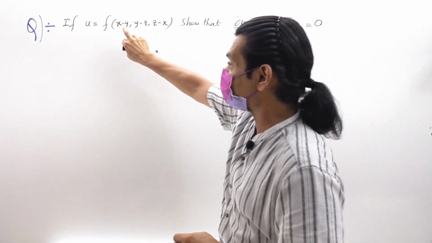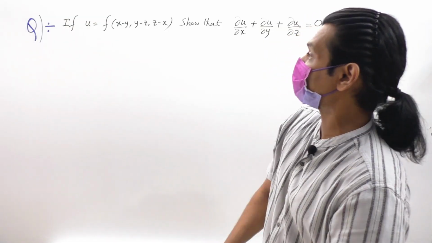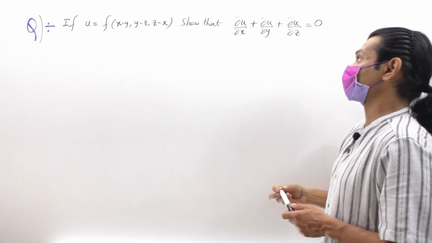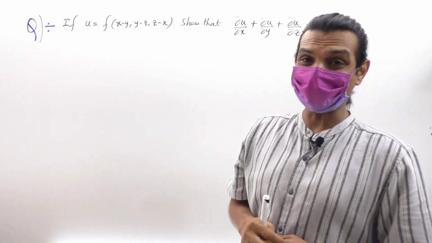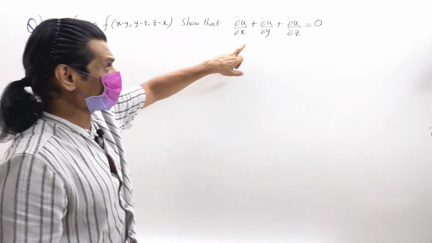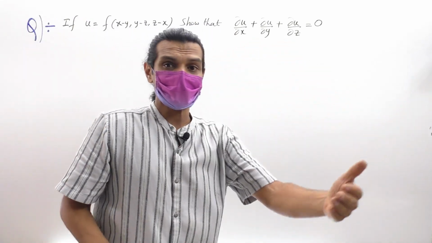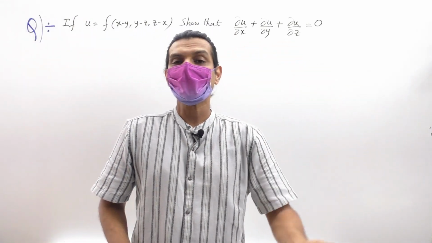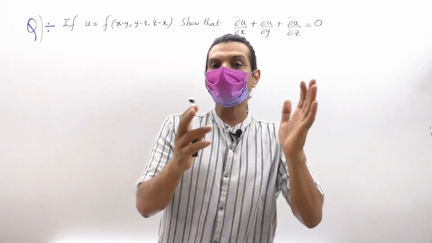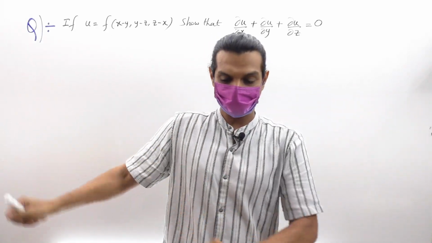If u is equal to f of x minus y, comma y minus z, comma z minus x, show that dou u by dou x plus dou u by dou y plus dou u by dou z is equal to 0. They can also give this as ux plus uy plus uz, as I have mentioned in the first class, the basics, that dou u by dou x means ux, dou u by dou y is also written as uy, and so on.